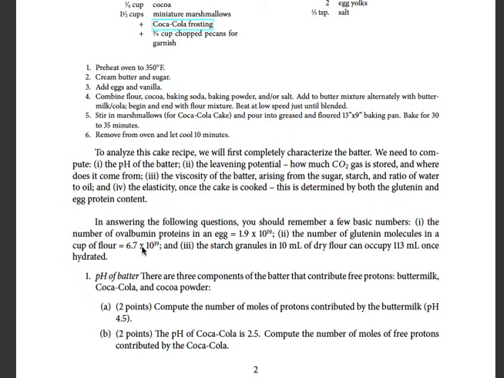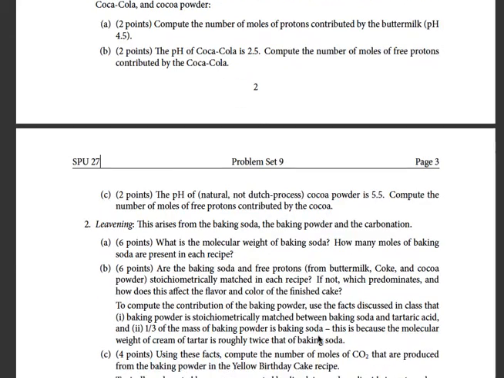And so the first thing we do is ask you to compute the pH of the batter, and we point out to you that, as Joanne pointed out, buttermilk is acidic, and the other two acidic ingredients in the Coca-Cola cake are Coca-Cola itself and cocoa powder. We ask you to apply the ideas in basic chemistry and pH that we discussed in the first week of this class to compute the number of moles of protons contributed by the buttermilk, by the Coca-Cola, and then by the cocoa powder, which is the other acidic ingredient.